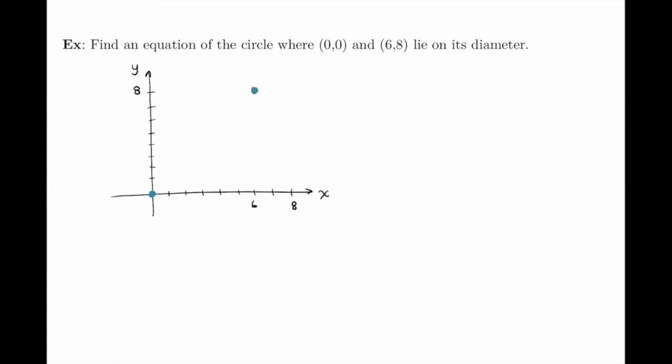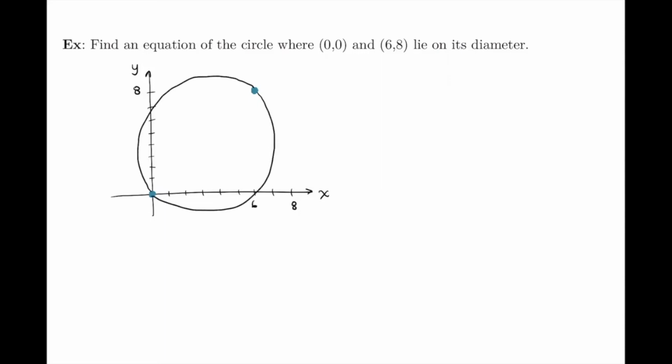Now, if these 2 points lie on the diameter of the circle, well, that's just points that lie on the circle that are opposite each other. So if we were going to graph this circle or draw the picture of it, it might look something like this. It's a kind of wobbly circle, but there's a general shape.